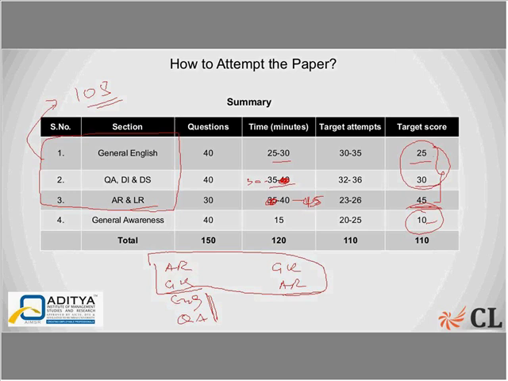Saikat says, I start with a DI set to get speed and confidence, then I go to LR. Is it right? Saikat, if it is working for you, I don't have an issue. Okay.